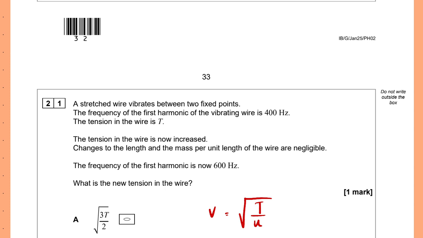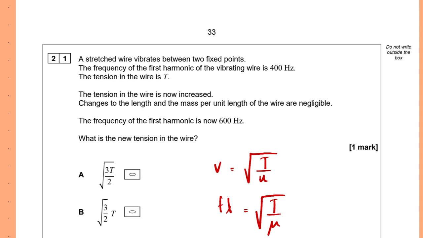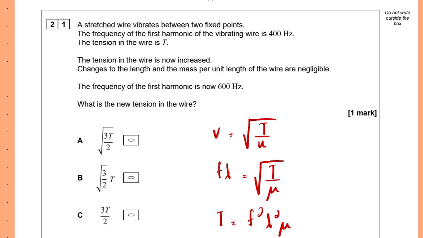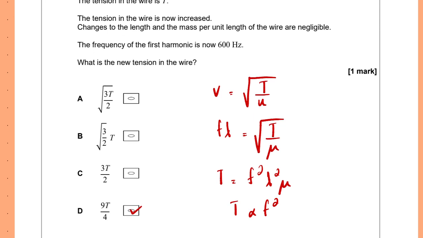So if this is v and I need to figure out how f affects T, so instead of v, let me write f lambda. And because I want to see T, let me also square both sides. So I get this equation that T equals f squared lambda squared mu. So I can see T is directly proportional to f squared. So f, if it becomes 1.5 or 3 over 2 times what it was, then tension would go up by a factor of the square of that. So 3 over 2 squared, which becomes 9 over 4. So the tension increases by a factor of 9 over 4.